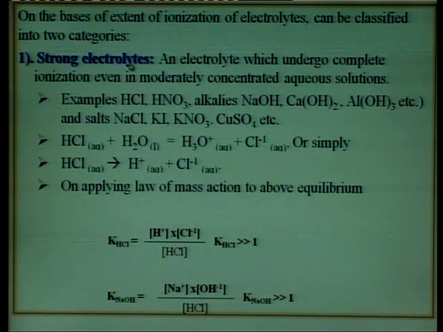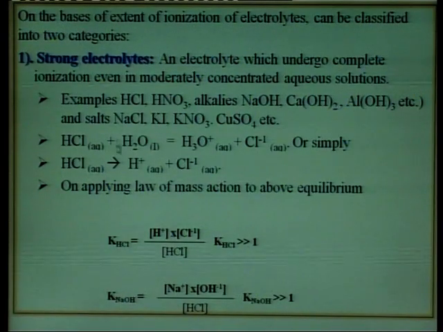One we call strong electrolytes. A strong electrolyte is an electrolyte which undergoes complete ionization even in moderately concentrated solutions. For example, hydrogen chloride is a gas; put it in water, and it will dissociate into H plus ions and Cl minus ions. H plus can also be written in water as H3O plus aqueous, and chloride ion as Cl minus aqueous, or simply you can write HCl in aqueous medium results in the formation of H plus ions and Cl minus ions. This is the hydrogen cation and chloride anion.